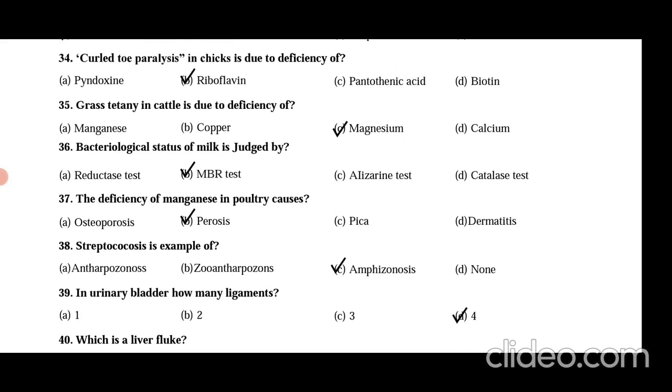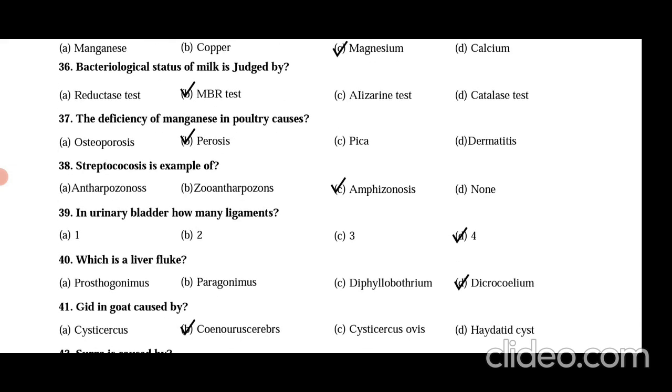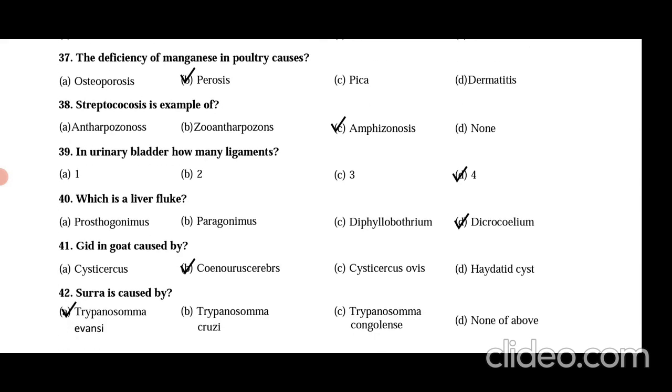There are how many ligaments? 4 ligaments are in urinary bladder. Which is a liver fluke? Dicrocoelium dendriticum is a liver fluke. GID in goat is caused by Coenurus cerebralis. Trypanosoma evansi causes SARA.